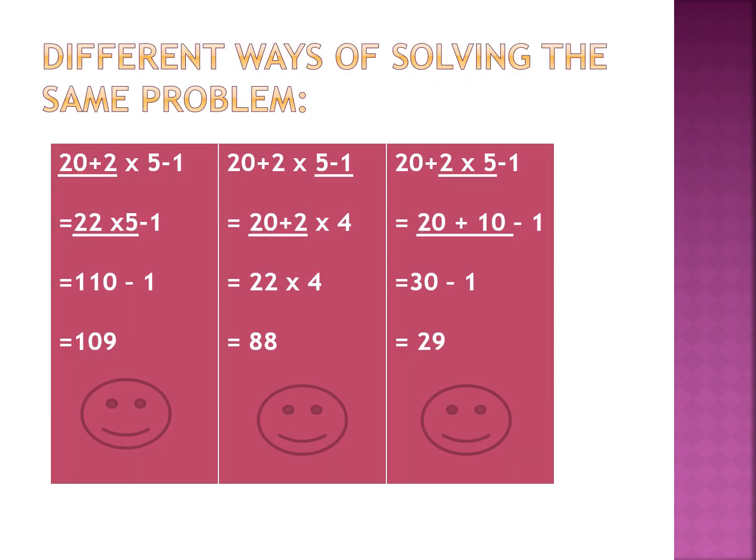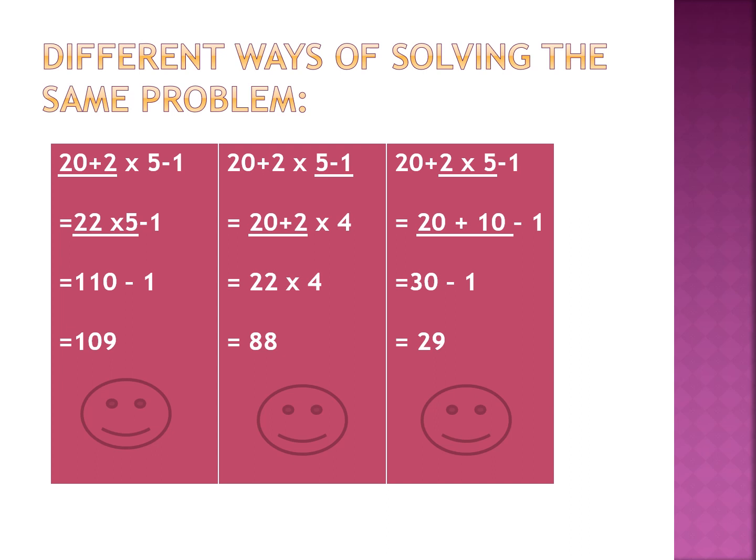Now let us see different ways of solving the same problem. I have an expression, like you got an expression in the game. Similarly, I can have another expression, and the expression is 20 plus 2 multiply 5 minus 1. I gave the same question to 3 different students, right? The first column is the solution of the first student, the second column is the solution of the second student, and the third column is the solution of the third student. So we will explore all the solutions one by one.